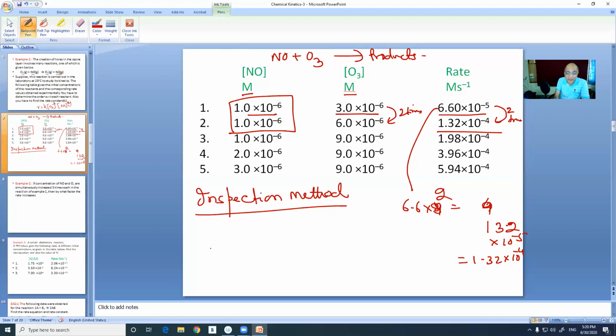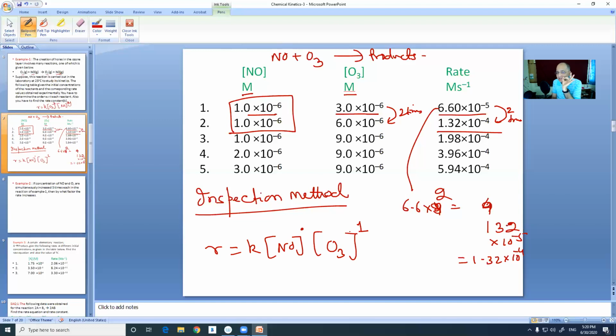So let us first write down like this. NO, let us keep this blank, and ozone, let us keep it blank. Now we have detected the order with respect to ozone because NO has been kept fixed. So the ozone concentration is doubled and the rate is also doubled. Immediately we know the order with respect to ozone is 1. It is first order with respect to ozone.